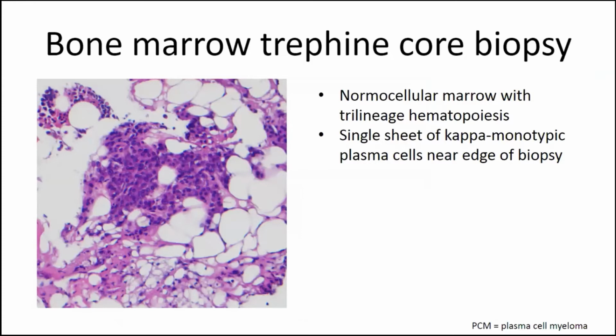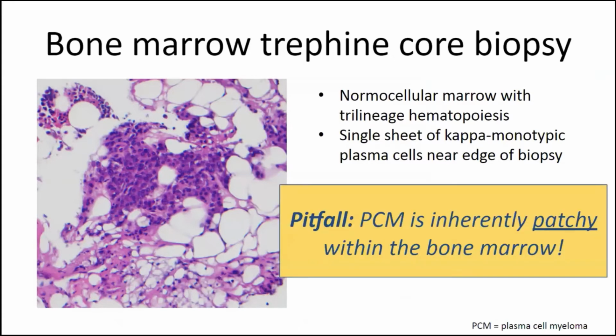So this case had a normal cellular marrow with trilineage hematopoiesis and a single sheet of kappa monotypic plasma cells at the very edge of the biopsy. This highlights a myeloma pitfall. It is inherently patchy in the bone marrow. For this reason, when we're at diagnosis, we usually get bilateral bone marrow biopsies to increase our chance of actually getting diagnostic tissue.